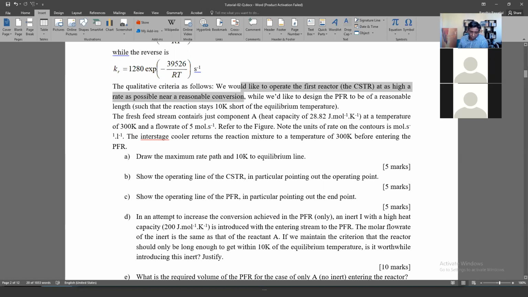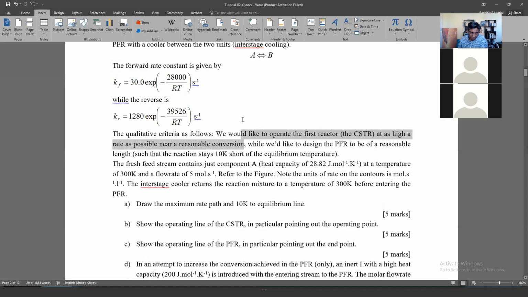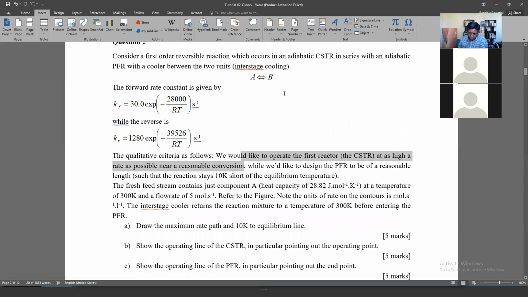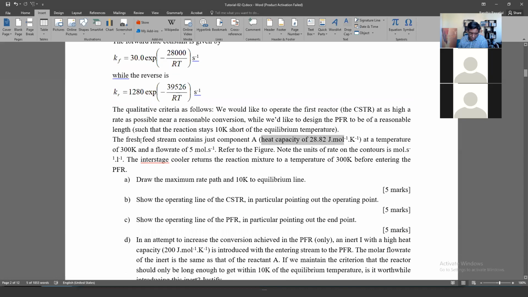Okay, then more specifications are given here. We are given the heat capacity of A, and you might think that's not enough information, but we'll see it actually is. We are also given the temperature of the feed stream, and the flow rate is given, and the units of rate. The interstage cooler returns the temperature back to 300 Kelvin.